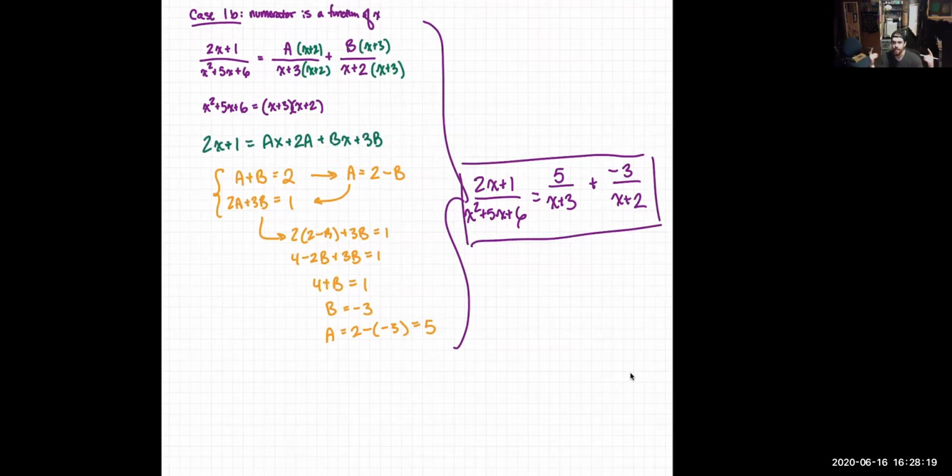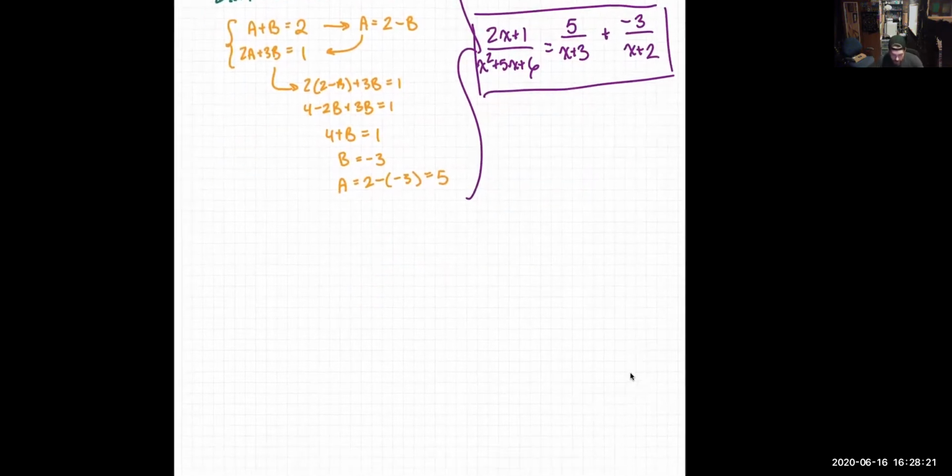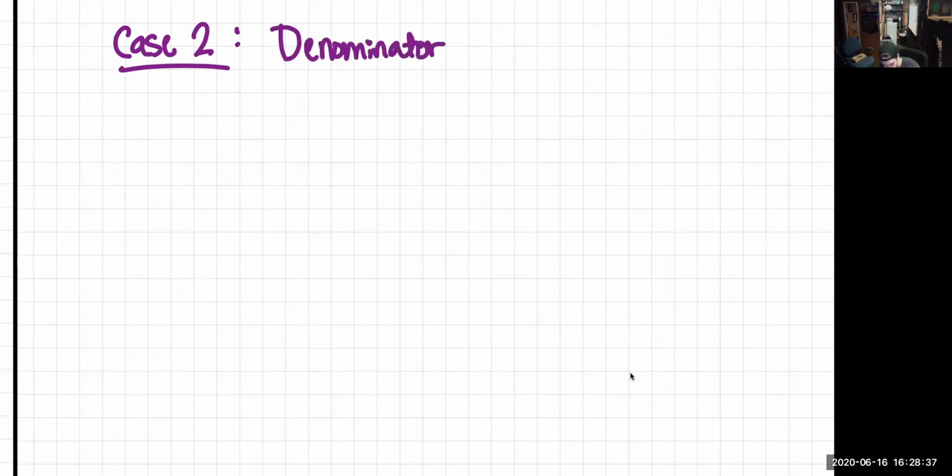Let's look at the second sort of interesting case, and this is just going to be where the denominator doesn't easily factor. We're going to end up getting stuck at a point. We'll see what we mean. So this is going to be the case where the denominator is not easily factorable.